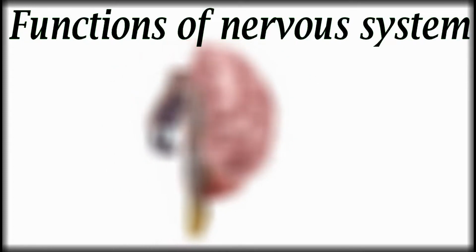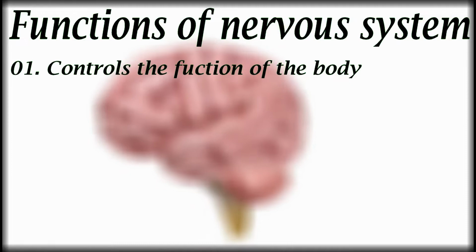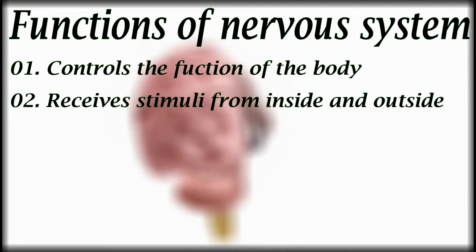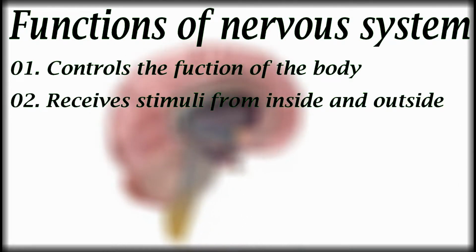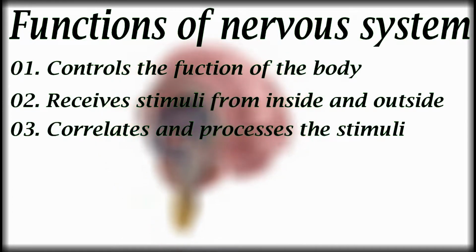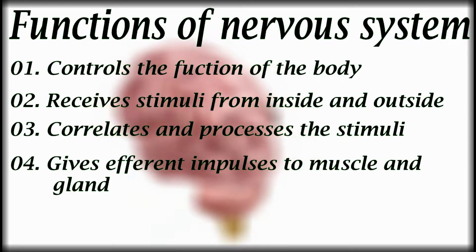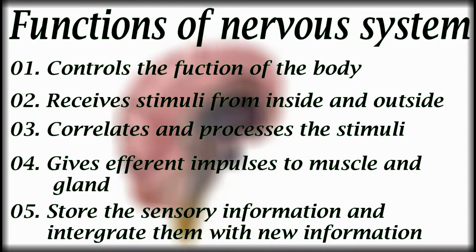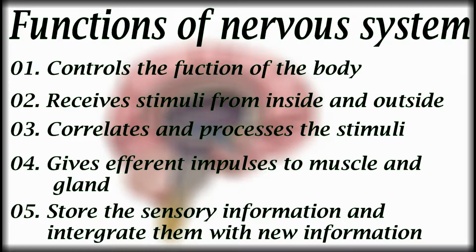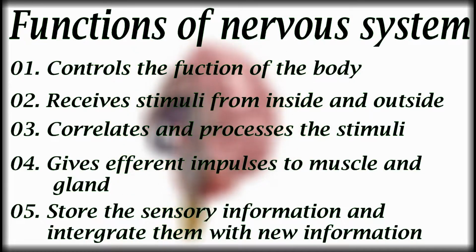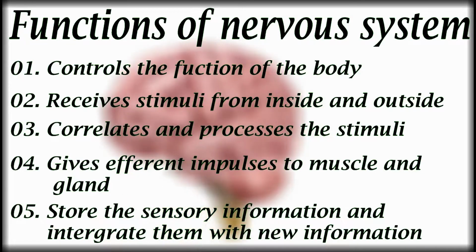The nervous system controls the functions of the body by receiving stimuli from inside and outside, correlating and processing the stimuli, giving efferent impulses to muscles and glands, and storing the sensory information and integrating it with new information.